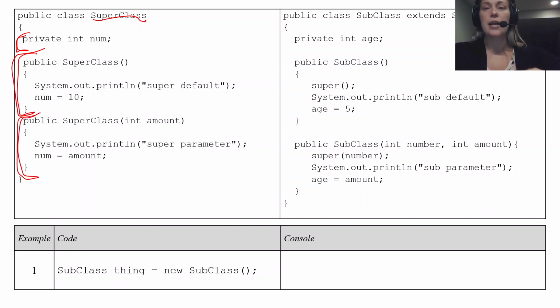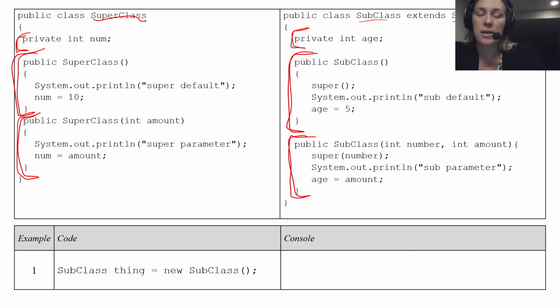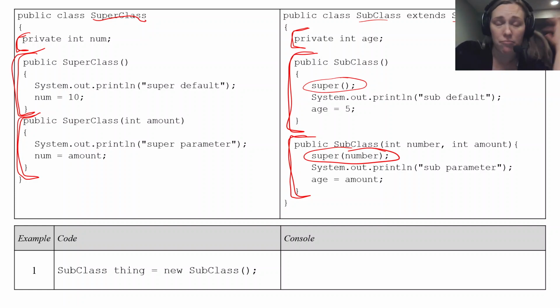Then I have subclass, which is going to extend superclass. It has one instance variable. It also has a default constructor, and it also has a parameter constructor. I can see that I have some calls to the super default and the super parameter constructor in here. And that's good. The call to the super's constructor happens on the first line, which is perfect. That's where it needs to be. So let's see what happens with these constructors.